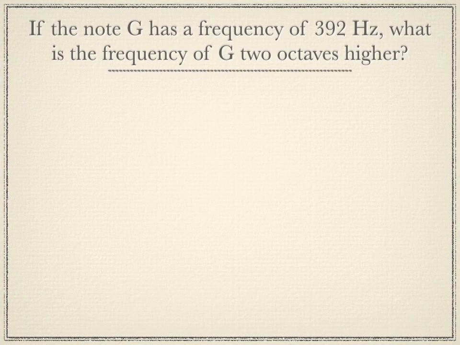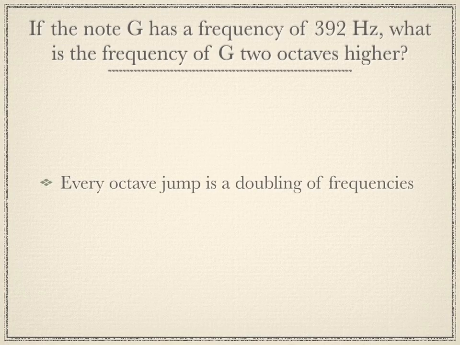If the note G has a frequency of 392 hertz, what is the frequency of G 2 octaves higher? Again, every time we jump up an octave, we multiply by 2. Since I'm jumping up 2 octaves here, I'm going to have to multiply by 2 two times, or I could multiply by 4 if I want to be boring. So 392 times 2 times 2 is going to be 1568 hertz.